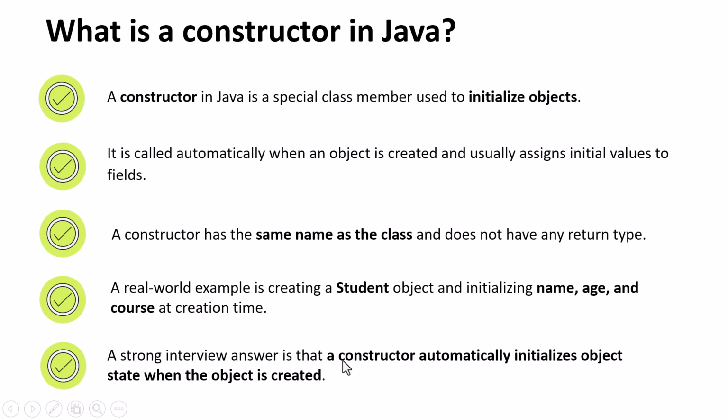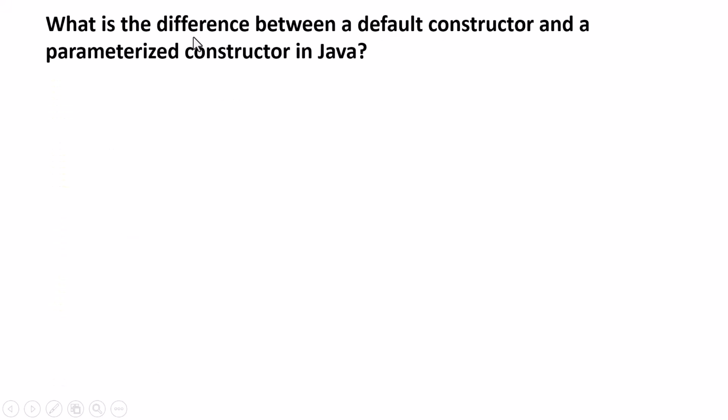So the best interview answer is this. A constructor in Java is a special class member that runs automatically when an object is created and is mainly used to initialize the object's state. Next question. What is the difference between a default constructor and a parameterized constructor in Java?